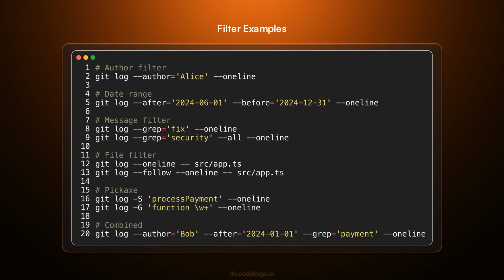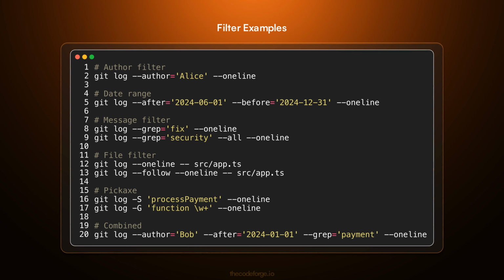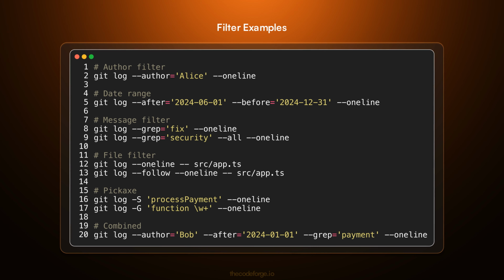Here are the filter commands in action. Notice how all searches across all branches and follow tracks file renames. The pickaxe S finds commits that changed a specific string, incredibly powerful.